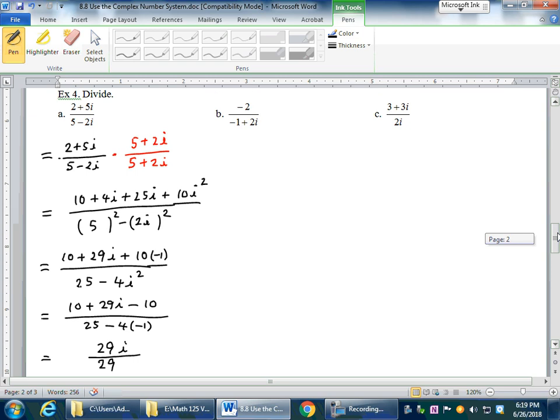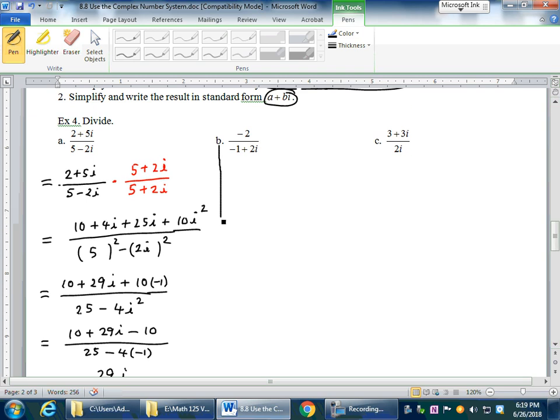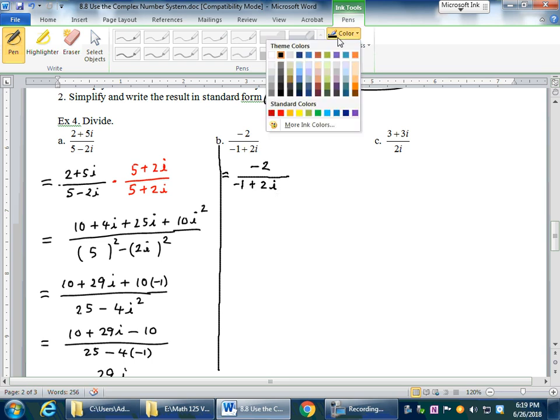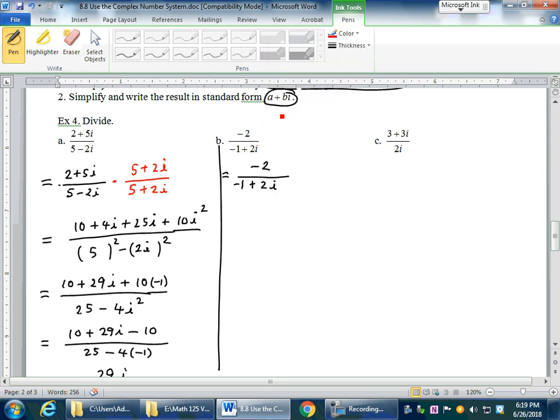Let's move on to the next example. Multiply by the conjugate factor. So the complex conjugate of this denominator will become negative 1 minus 2i. Always the opposite operation. So negative 1 minus 2i, I multiply the top as well.